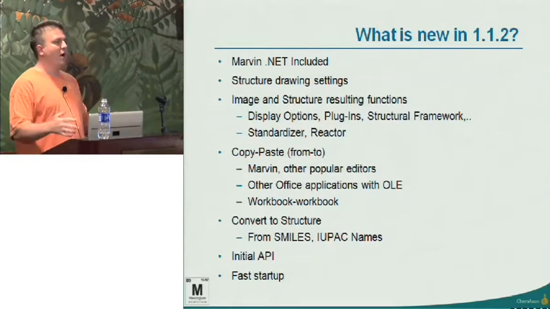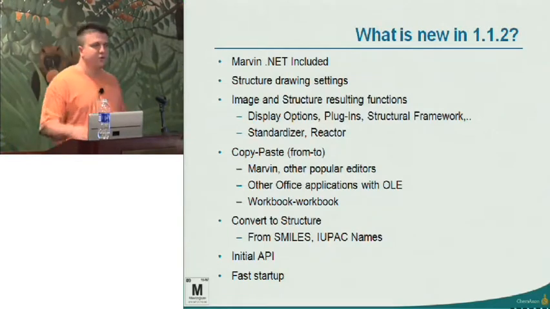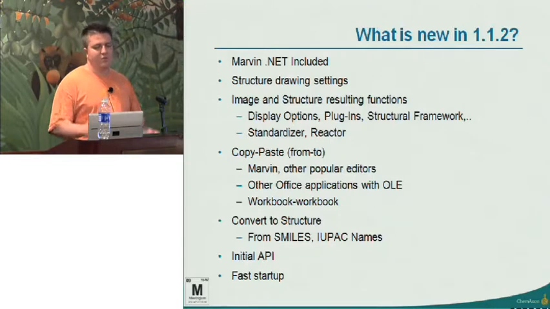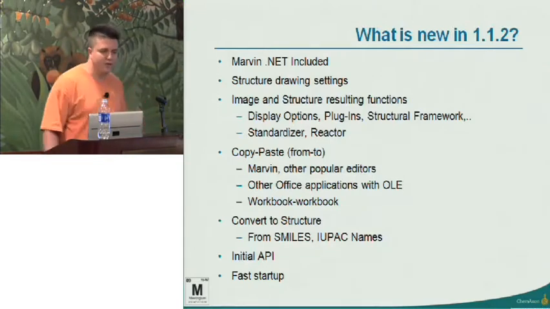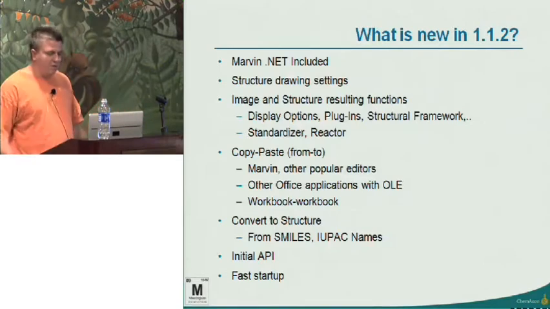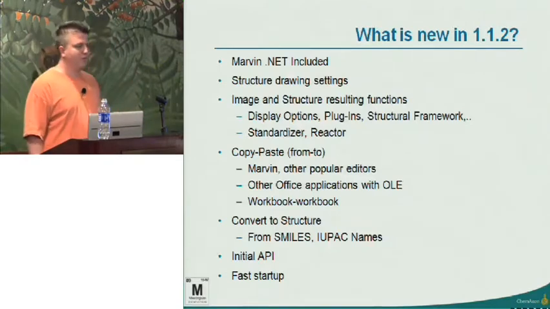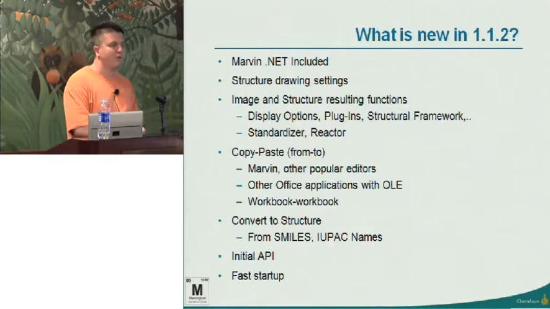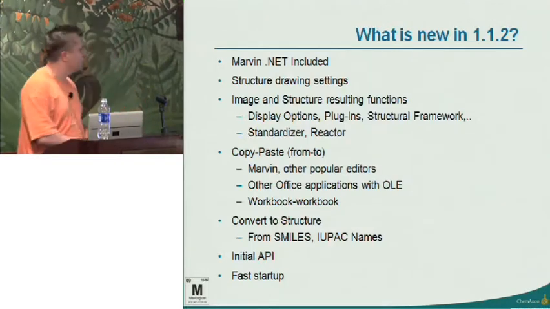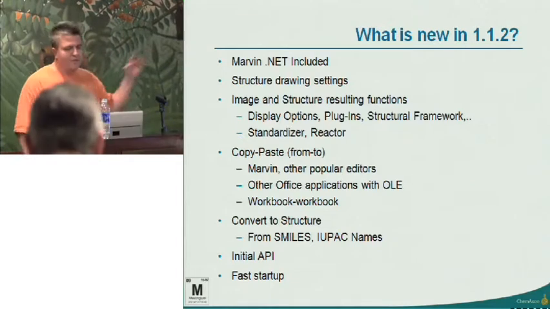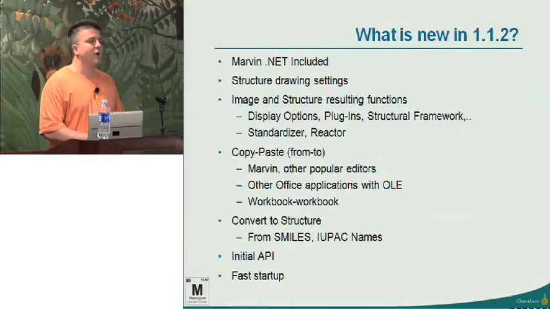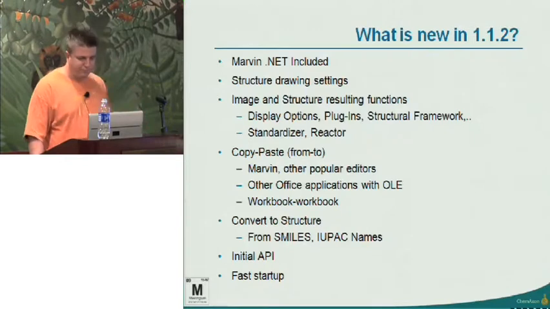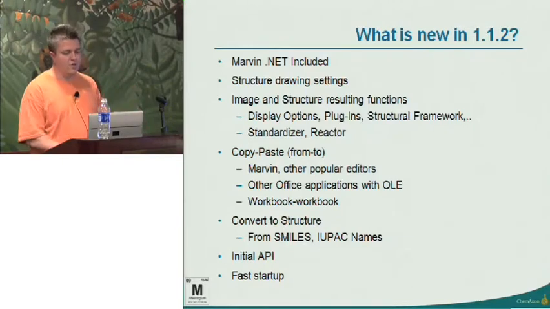In the past, we used Marvin Applet inside Internet Explorer, and we also used Marvin Beans through OLE-based editing. But now, because of some technical problems, we decided to go for it, and we included the initial version of Marvin.NET in JChem for Excel. The second point, we included the structure drawing settings or drawing options, basically the same options you can find in MarvinView and MarvinSketch.